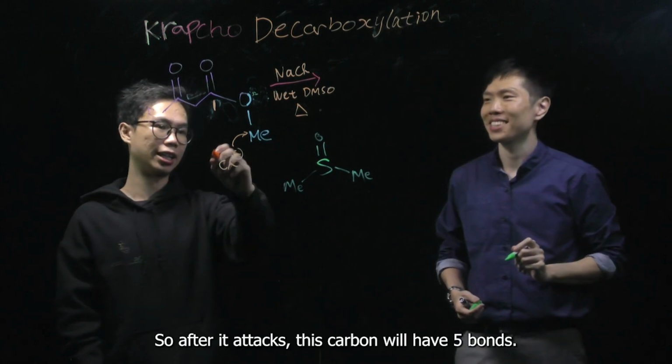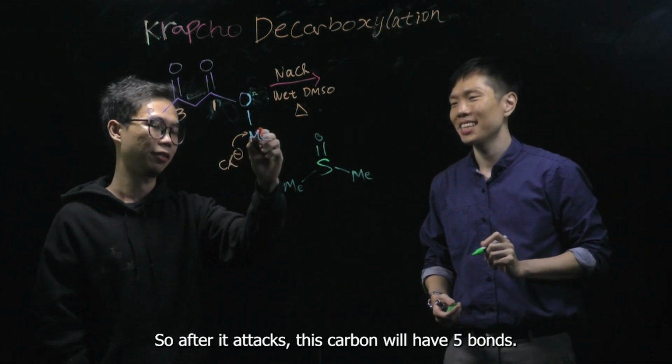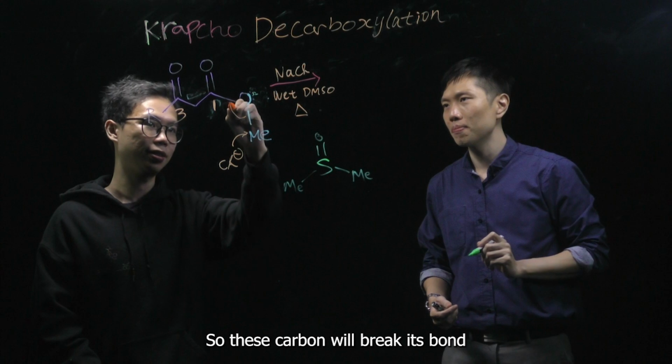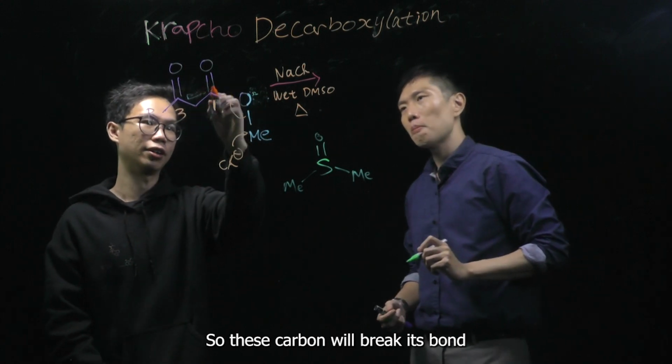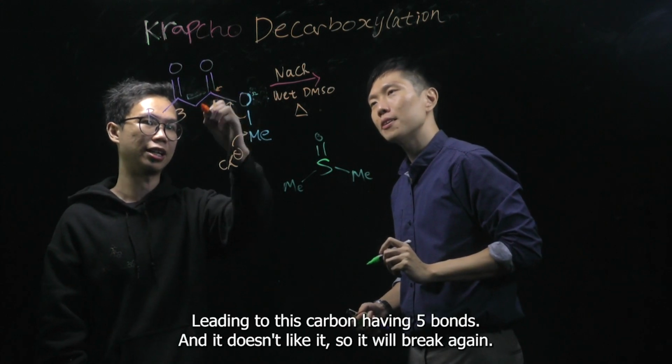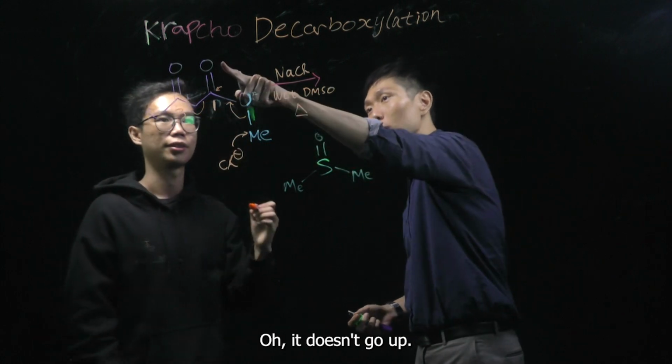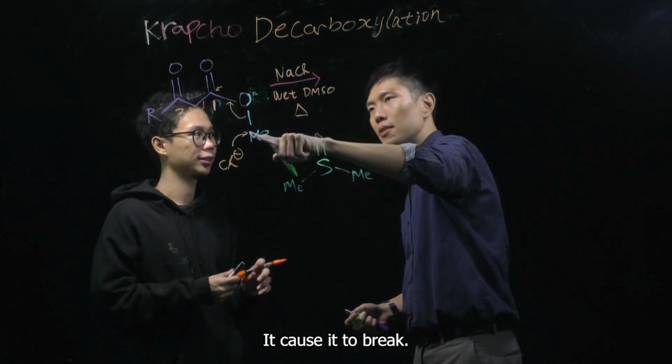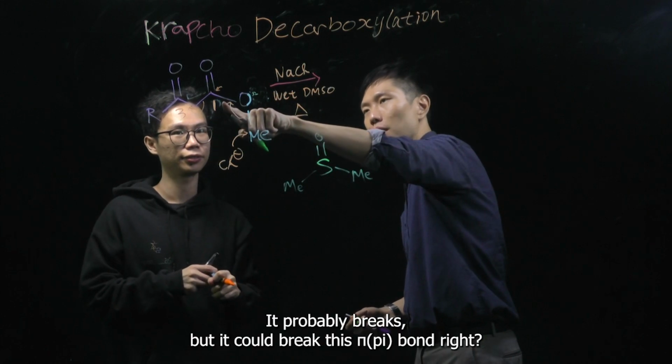So after it attacks, this carbon will have 5 bonds, so it will break its bond. This carbon having 5 bonds doesn't like it, so it will break again. Oh, it doesn't go up? Nope, it doesn't go up, it causes it to break. Right, so you see it forms, and then it breaks.